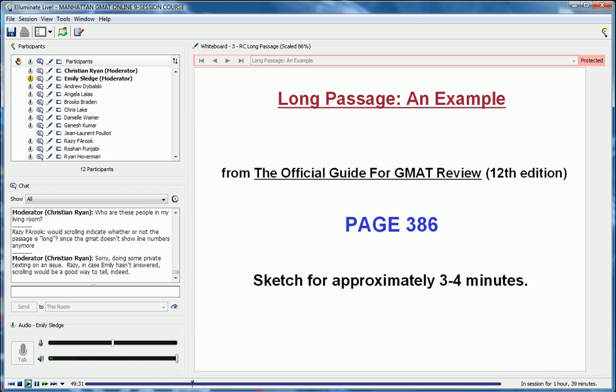Okay. So we're going to practice this. And if you have your official guide handy, you might want to flip to page 386. If you don't, no big deal. We're going to put it on the screen. What I'd urge you to do is practice taking notes much like you will on test day. So I actually recommend that you read the passage on the screen here and take your notes off to the side, so you have that looking up and down experience that we talked about last time.